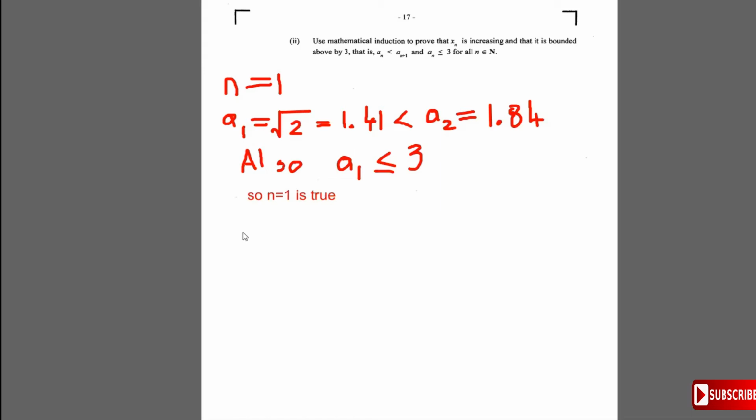Now for n equal k, what we're going to have is ak is less than ak plus 1, and ak is less than or equal to 3. And we're going to assume this is true.